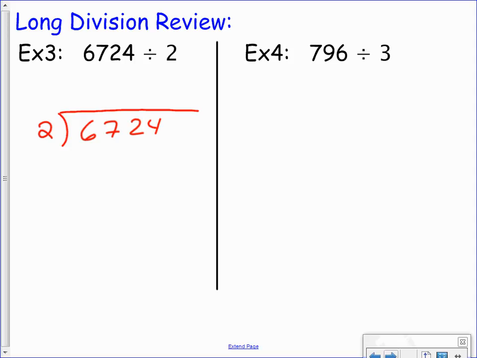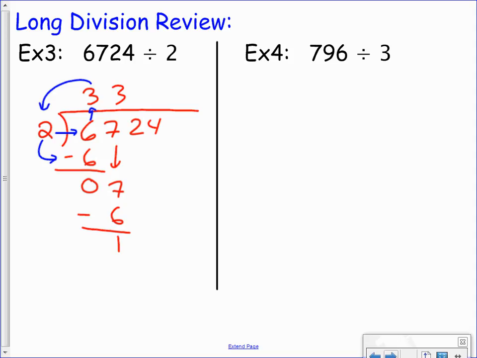2 goes into 6 3 times. 3 times 2 is 6. Subtract, 0. Bring down the 7. Pause. Hang on. It's going too fast. Okay, let me draw little arrows. 2 can go into 6 3 times. 3 times 2 is 6, and then you just subtract it, and then bring down the next number.